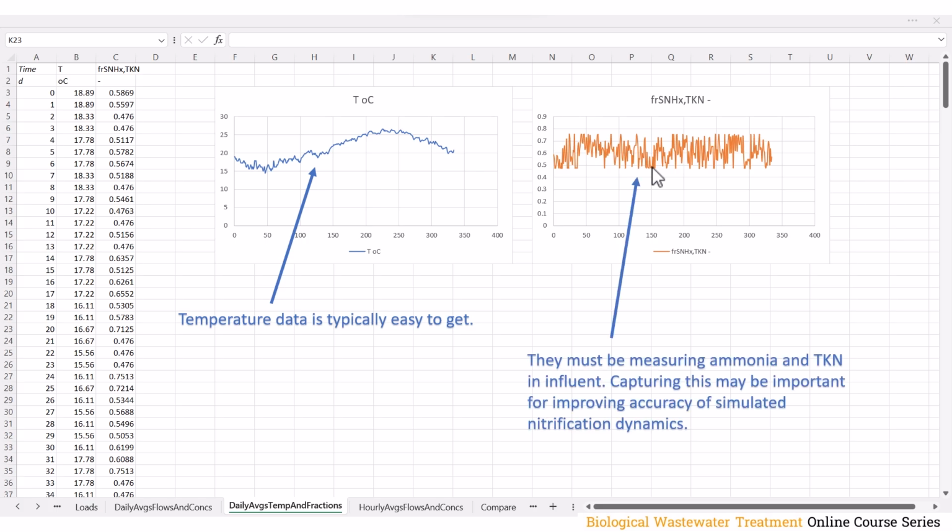As for this fraction FR-SNHX, TKN, it indicates that they must be measuring ammonia and TKN in the influent, and capturing the variability in this fraction could be important to us because it will improve the accuracy of our simulation of nitrification dynamics.